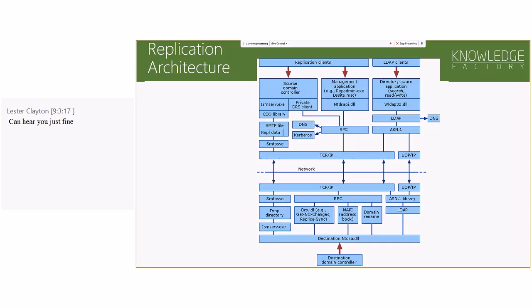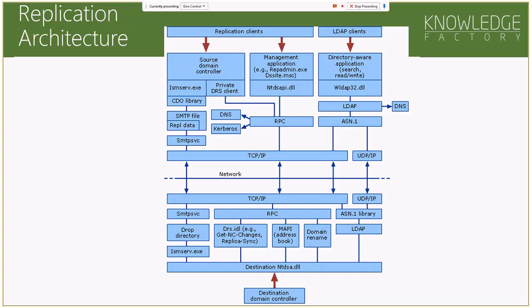Okay, perfect. So this picture shows the client-server architecture for replication clients and LDAP clients. AD replication operates within the directory service component of the security subsystem. The directory service component, NTDSA, is accessed through the LDAP protocol and LDAP-C API for directory service updates, and it's implemented in the WLDAP32 DLL. The updates are transported over IP as packaged by the RPC protocol. As you know, you can use SMTP to prepare non-domain updates for TCP transport over IP.